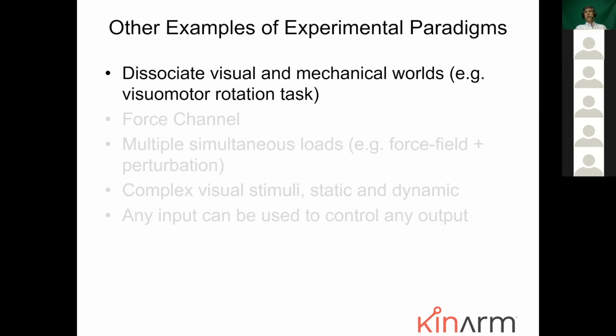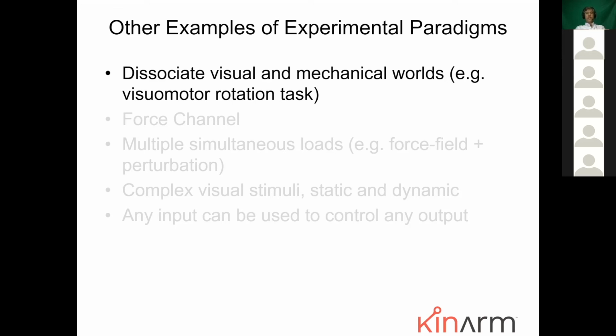I talked earlier about how for most of our customers, it's really important that the visual and mechanical worlds are spatially aligned, because if they're not aligned, then you're going to be using part of the brain that deals with misalignment. Well, sometimes that might be what you're actually interested in.